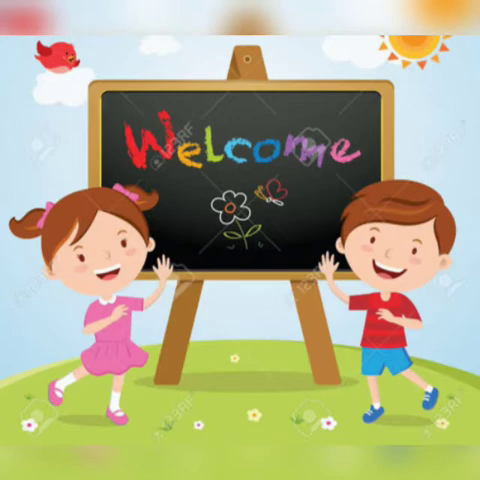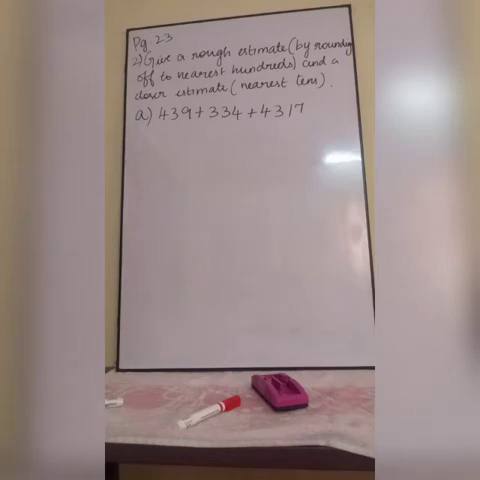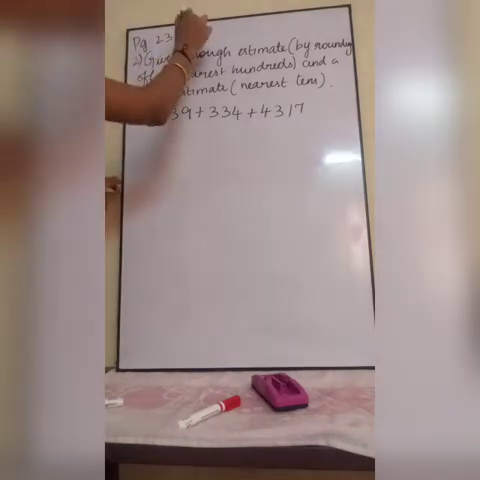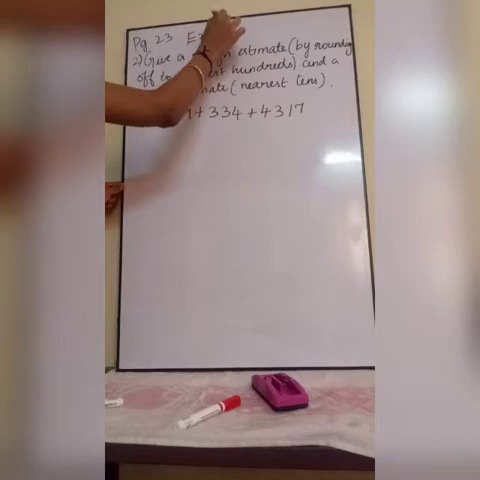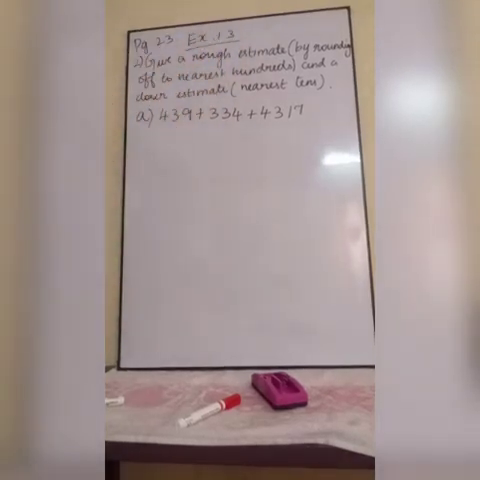Okay children, we are going to continue exercise 1.3. You can take page number 23 in your textbook or your PDF file. In that, exercise 1.3 you are going to take. So we are going to deal with the second question, because the first question we discussed in the previous session. There also we have done the round off. Here also we are going to do the same thing.